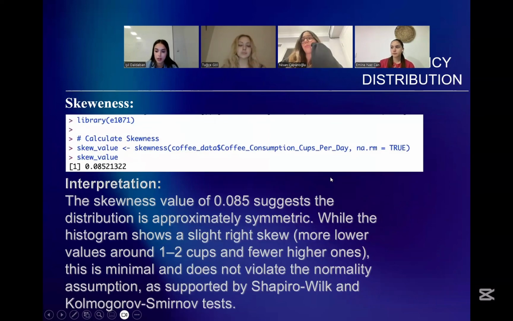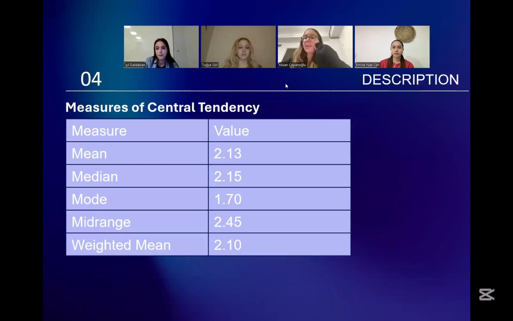We calculated the skewness value, which came out to 0.085. This is a very small value, suggesting the distribution is also symmetric, even though the frequency graph slightly leans to the right, meaning more people drink 1 or 2 cups than higher amounts. In these slides, we summarize coffee consumption.